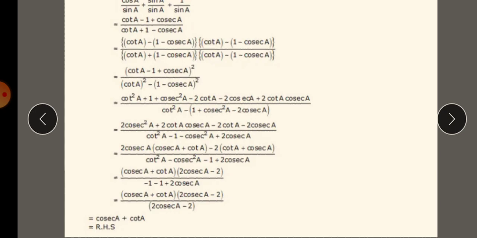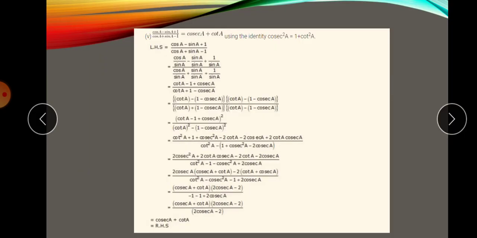So here 1 plus cot square A will become cosecant square A, so that becomes 1. So minus 1 minus 1 minus 2. If you take outside, 2 cosecant A minus 2 will get cancelled. Therefore the answer is cosecant A plus cot A. This is very important. You can do any other method also. It is not compulsory to do this method only. There are so many methods to prove LHS equal to RHS in trigonometry. Let me see the next sum.